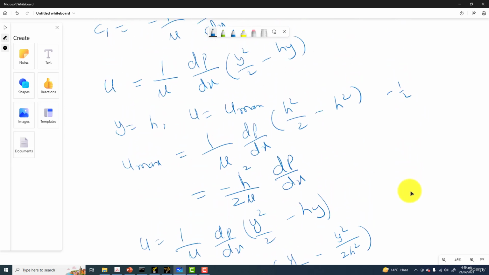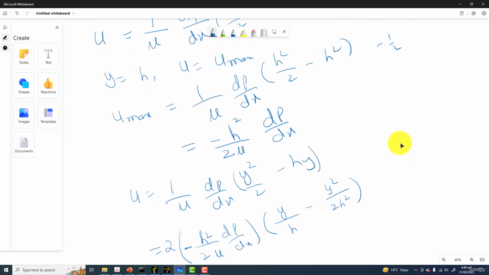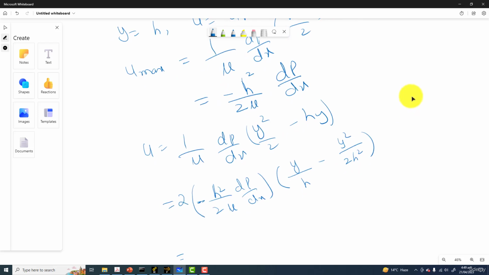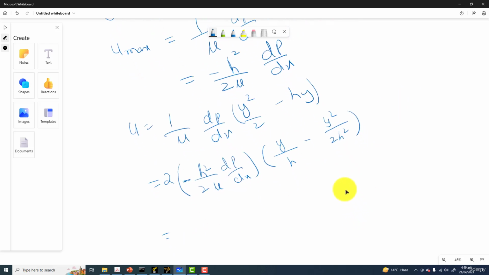So basically what we want here is u maximum is this thing. Okay. So u maximum is this thing. So we can write down this thing as 2 u max into y by h minus y square upon 2h square.